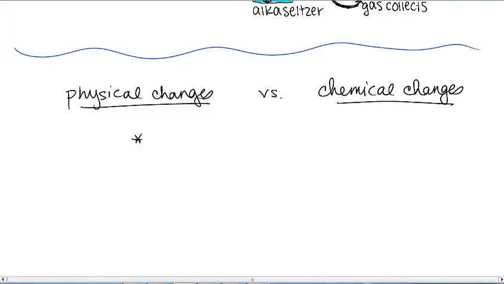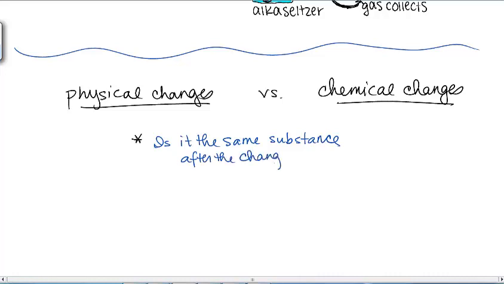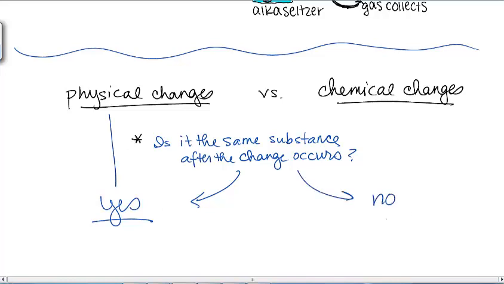All right, so here's the key question when you're dealing with physical or chemical changes. The question you really want to ask yourself is: is it the same substance after the change occurs? Because if the answer is yes, it is the same substance, then it's a physical change. And if the answer is no, it's not the same substance, then we're talking about a chemical change.